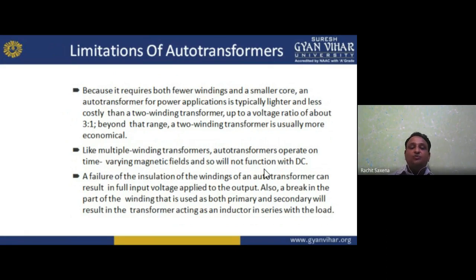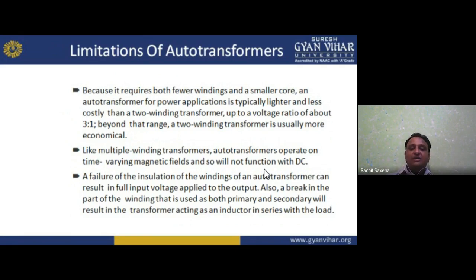Because it requires both fewer windings and a small core, an auto transformer power application is typically lighter and less costly than a two-winding transformer. We discussed previously that this holds up to a voltage ratio of about 3:1. Beyond that range, a two-winding transformer is usually more economical. Means 3:1 primary to secondary. Then we can use the auto transformer up to this value, and beyond that range we use a two-winding transformer.